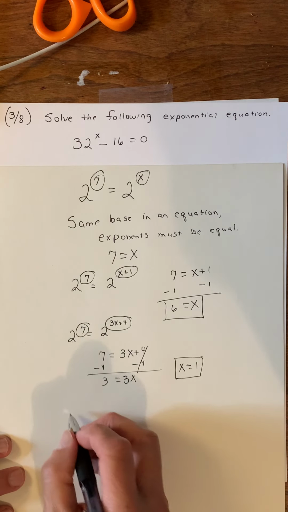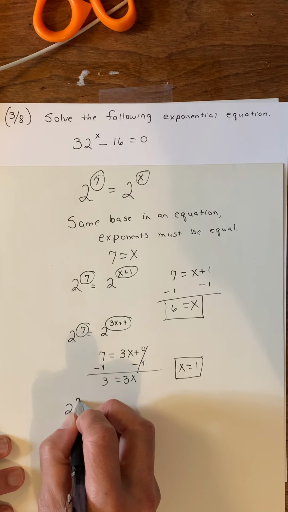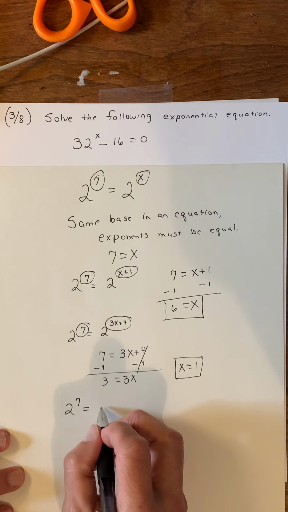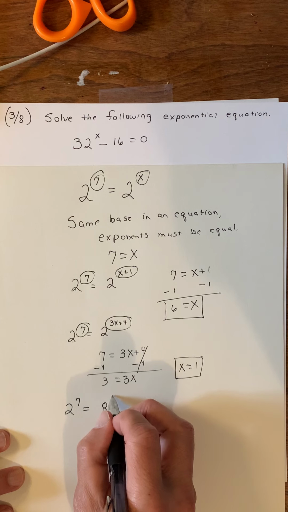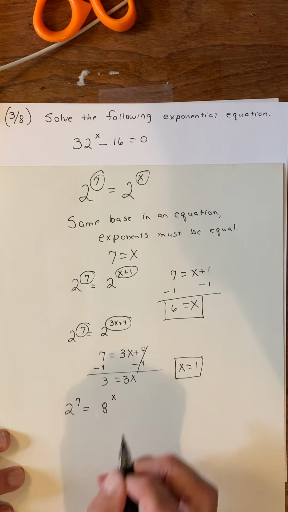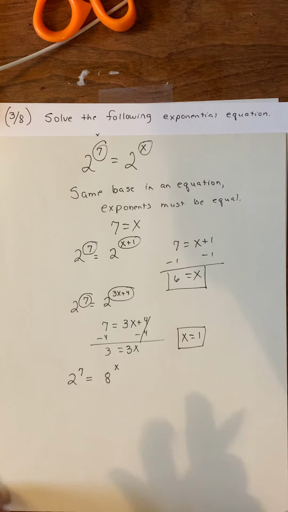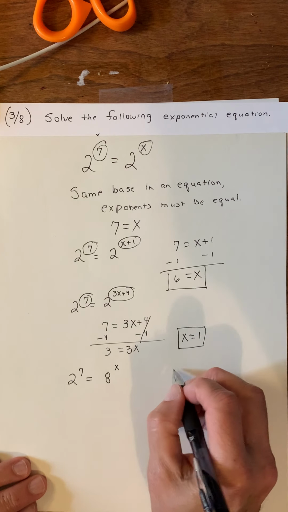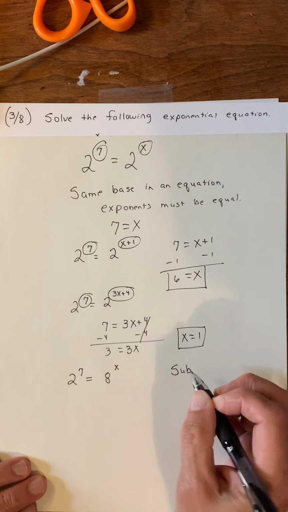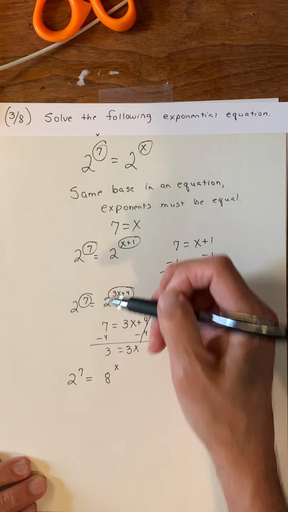What if you had something like this? 2 to the 7th equals 8 to the xth power. Uh-oh, you say, I no longer have the same base. Here's where you're going to make a substitution to get us right back to this place where we want to be.